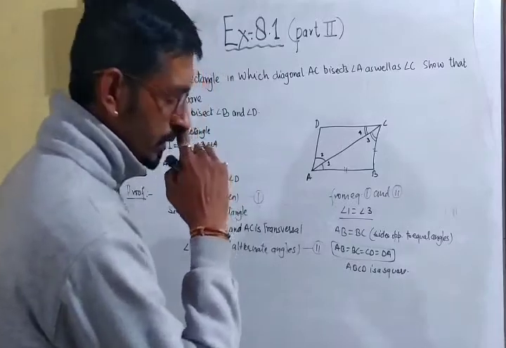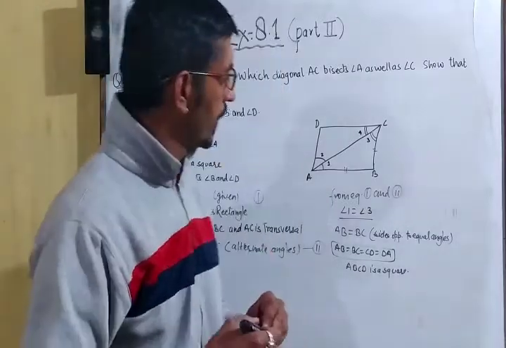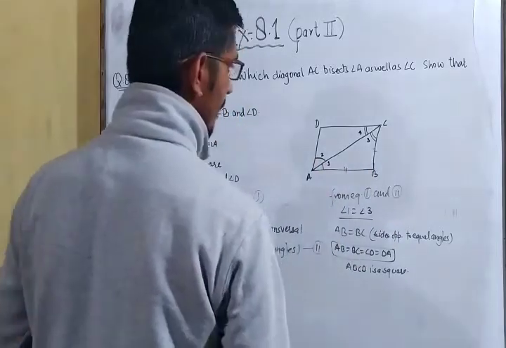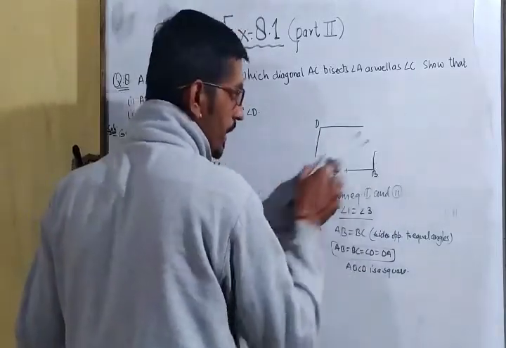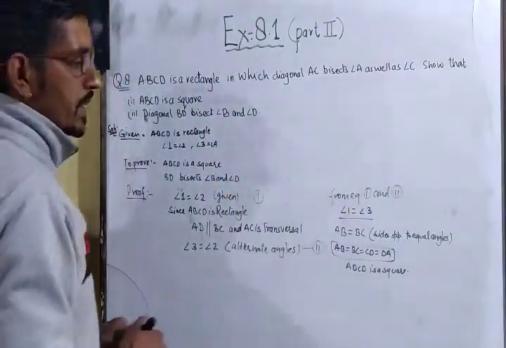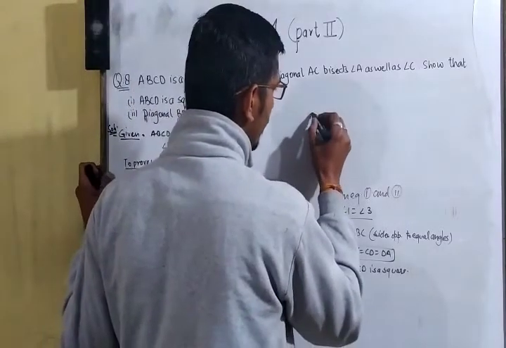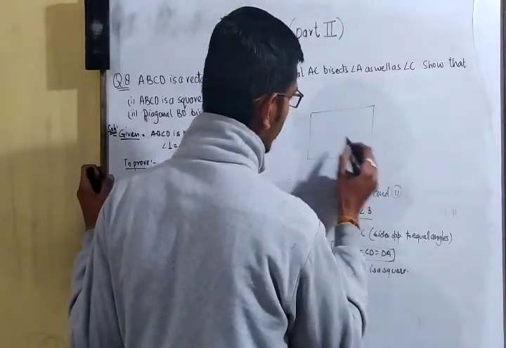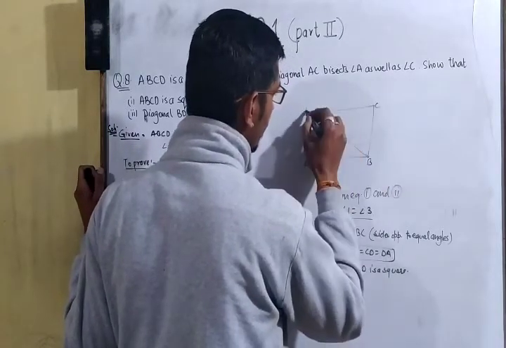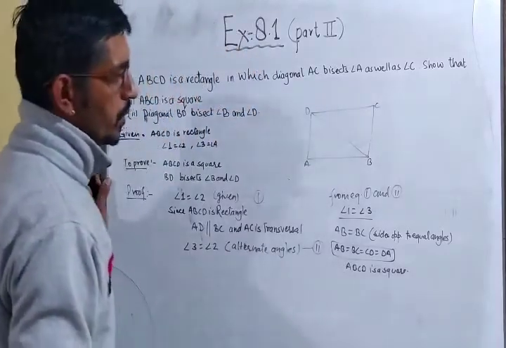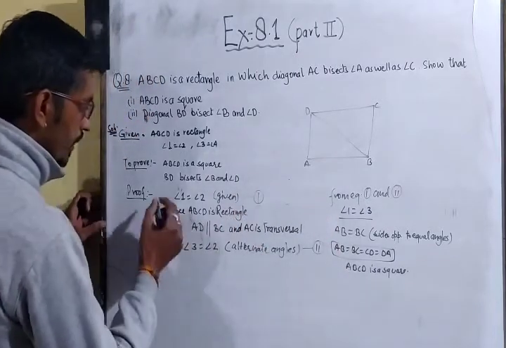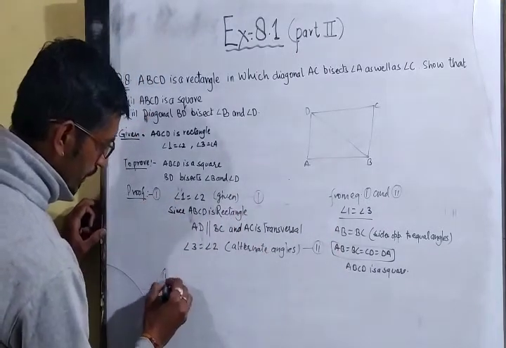Okay. Now the second thing we have to prove: BD bisects angle B as well as angle D. I am making another figure for this. Now we have proved that ABCD is a square. Now what we have to prove? That was the first part. Now move on to the second part.